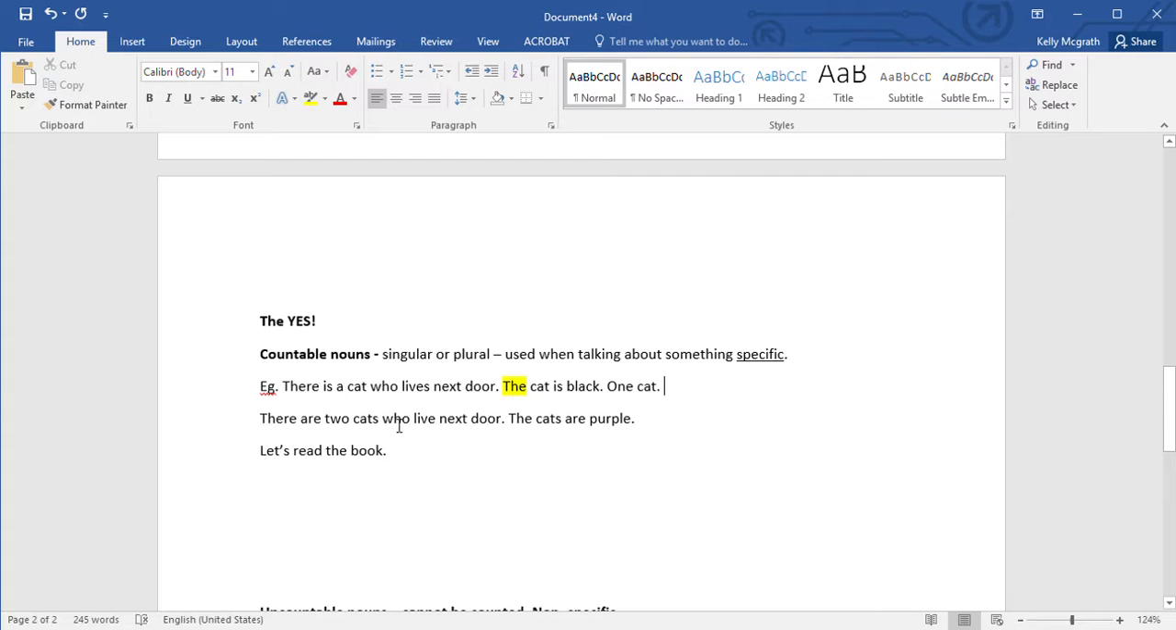There are two cats who live next door. The cats are purple. I use the here as well. That is correct because how many cats are there? There's two cats. I'm talking about specific cats, the cats who live next door. I can use it for other examples as well. Let's read the book. Which book?